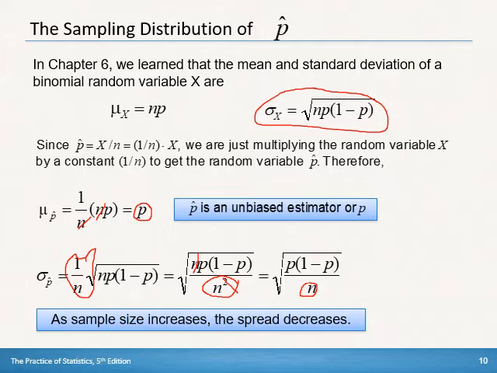And so that's another way of verifying that, all else being the same, as the sample size increases, the spread, or the standard deviation, is going to decrease, because that larger number is in the denominator.